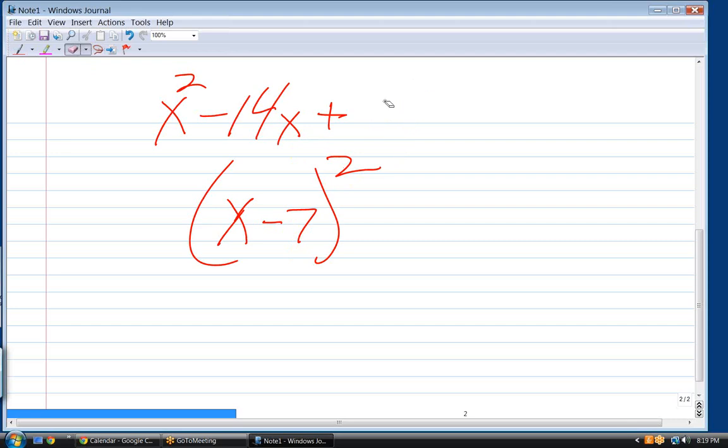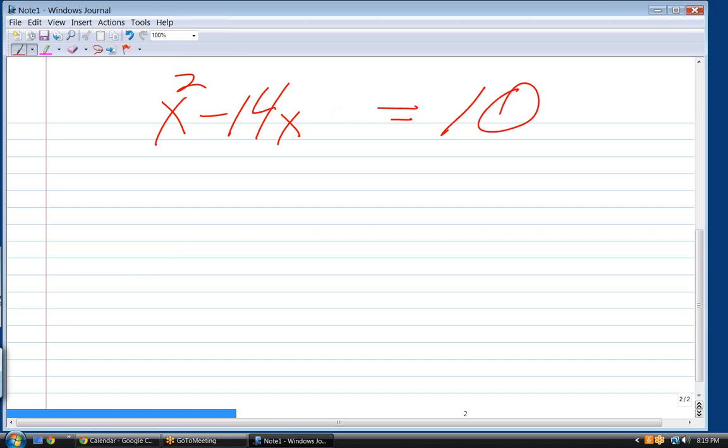Okay. Now, let's make it a little more practical. Let's say that that whole thing was equal to 10. And I want to solve this by completing the square. Well, I'm going to complete the square on the left side by adding 49. But I can't add 49 to the left unless I add 49 to the right. So I'm going to add 49 to the right. Now I can write the left as a linear factor squared.